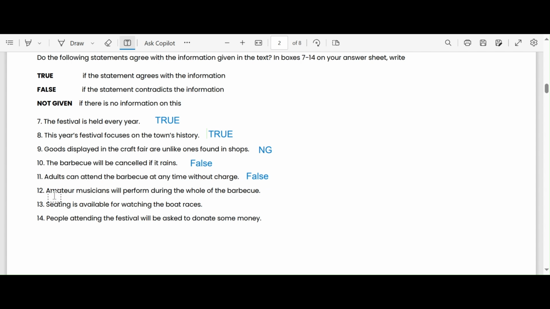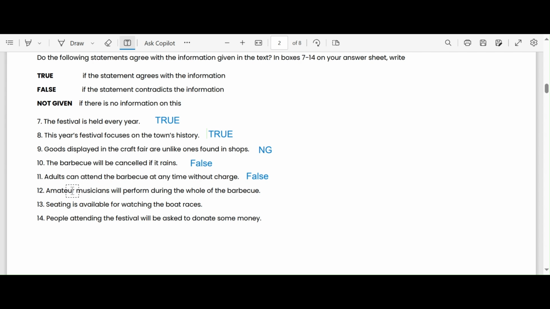So let's move to another question, guys. "Amateur musician will perform during the whole of the barbecue." Amateur means not professional, a beginner, someone who does something for fun, right? Its negative would be amateur musicians perform during some part of the barbecue, like for two or three hours. So then it will be false, right?